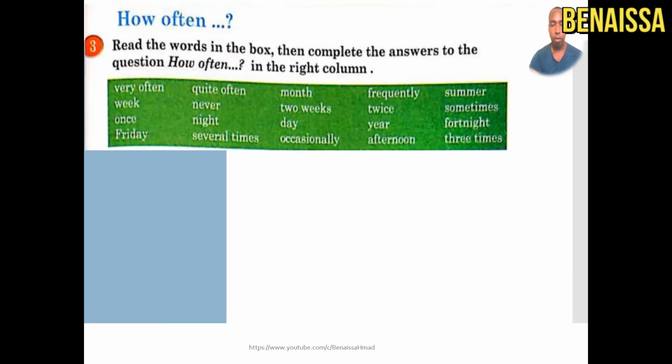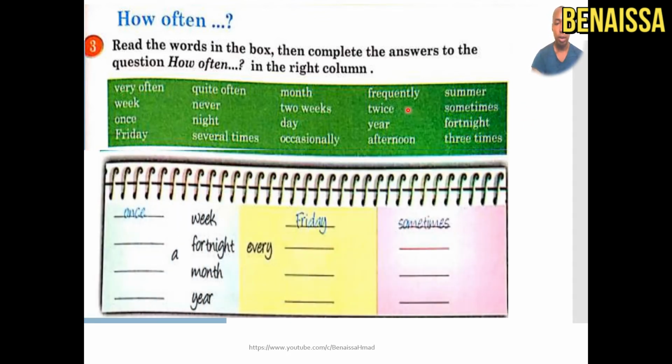Let's move to how often. Read the words in the box, then complete the answers to the questions how often in the right column. Now, the words: very often, week, once, every day, quite often, never, night, several times, months, 2 weeks, day, occasionally, frequently, twice a year, often, 3 times, fortnight, sometimes. Okay. Take, for example, 4 minutes to complete this note.